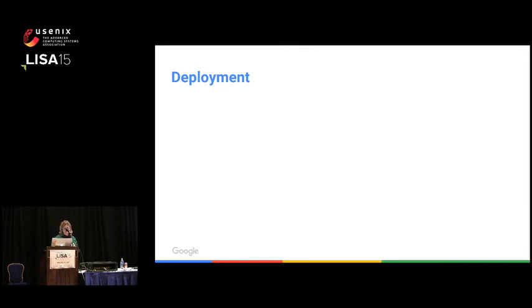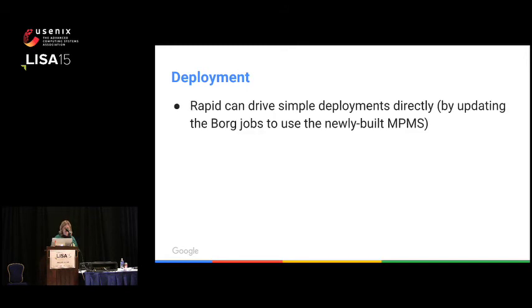Deployment. So we've already done our build, and we have an MPM that's ready to be tested. From Rapid, we have the ability to restart jobs using the new MPM. That's pretty quick, but it's a very simple type of deployment. And if your jobs are running in many clusters, you probably don't want to use Rapid because some of them may fail. And the Rapid interface isn't the best for understanding that you got a failure, and for troubleshooting that failure.